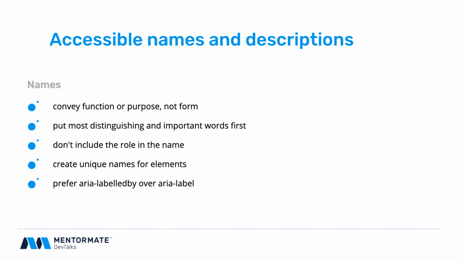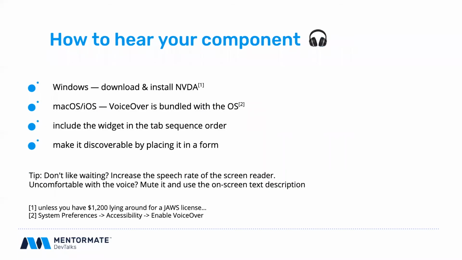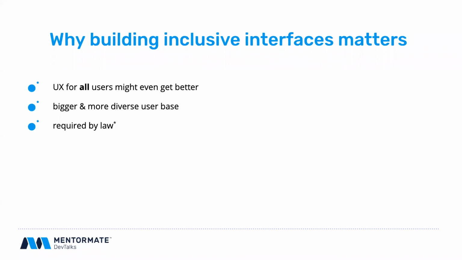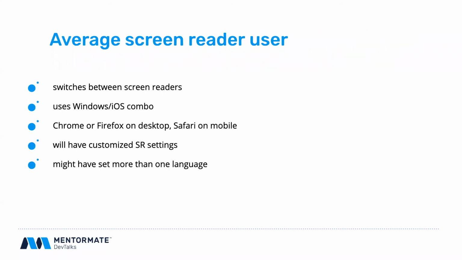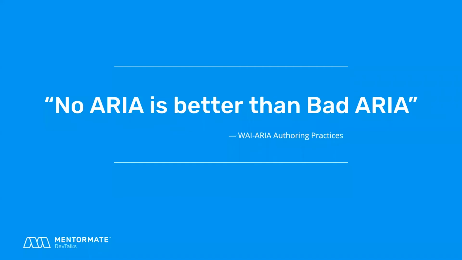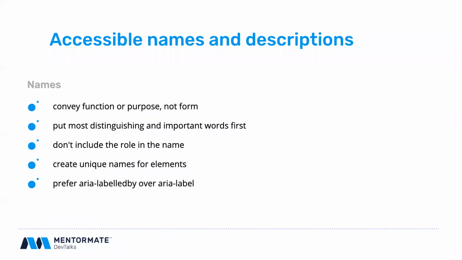Is it different from the other? Well, the unique name, or in this case, the duplicate name, would describe that to them. It's actually the same. And then there's preferring ARIA labeled by over ARIA label. And the reason is language. Remember how I talked about the average screen reader user might speak more than one language? And this is why we prefer ARIA labeled by, or at least a part of the reason.